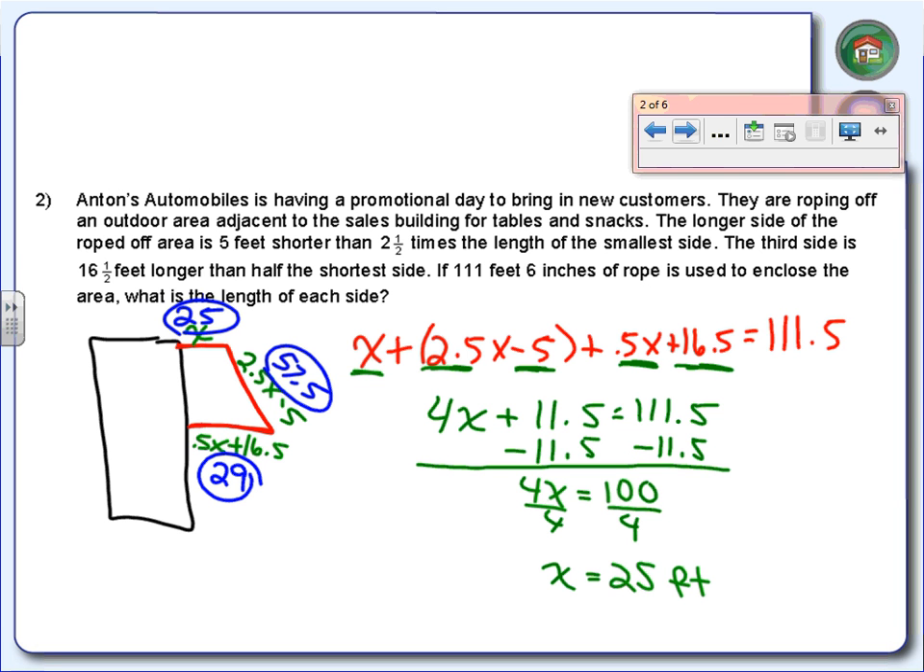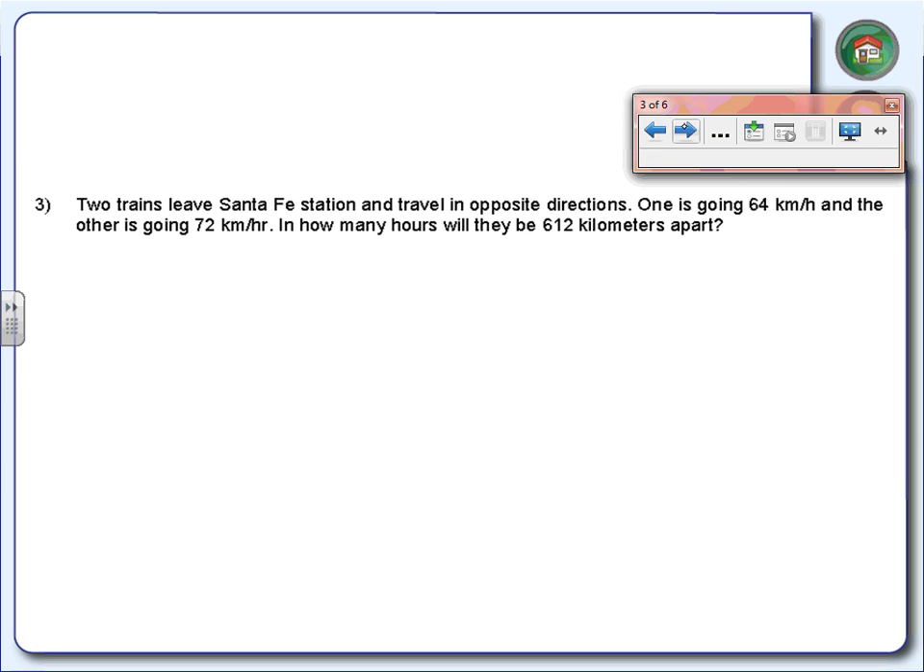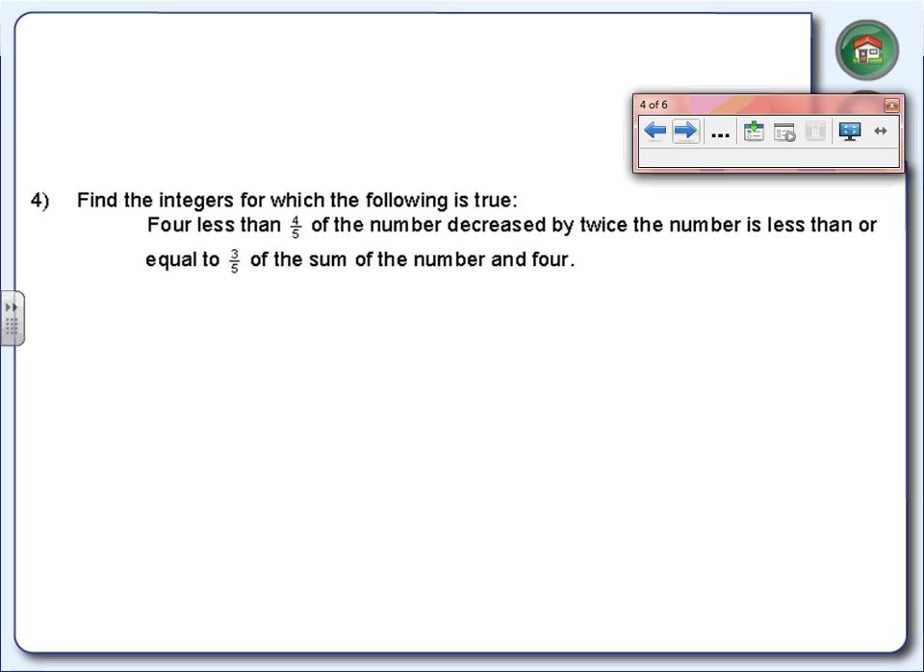All right, let's get to the back page. We're going to skip number 3. I'll let you work on that. Let's go to number 4.